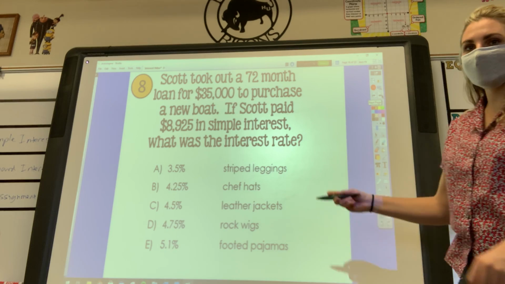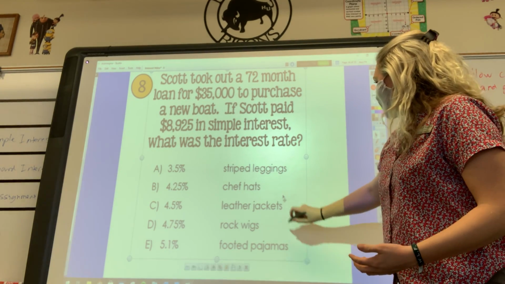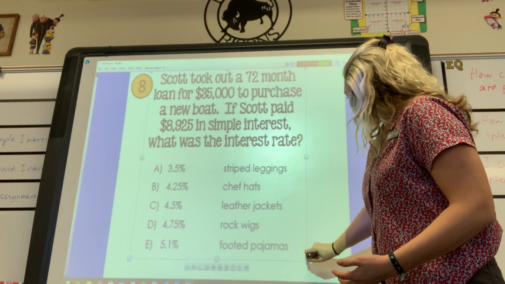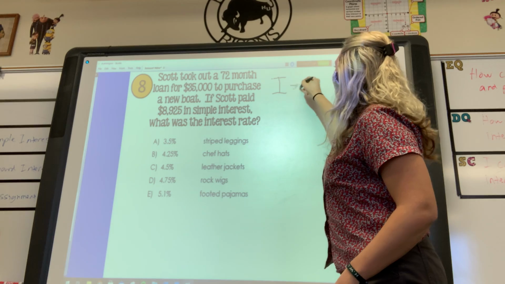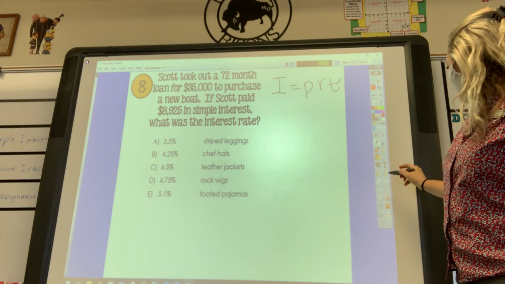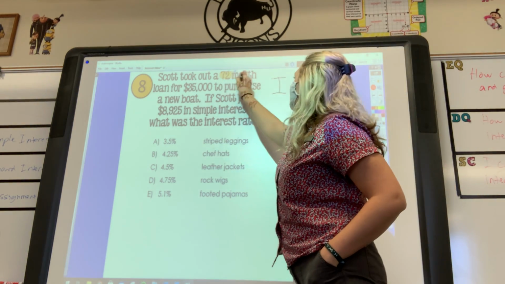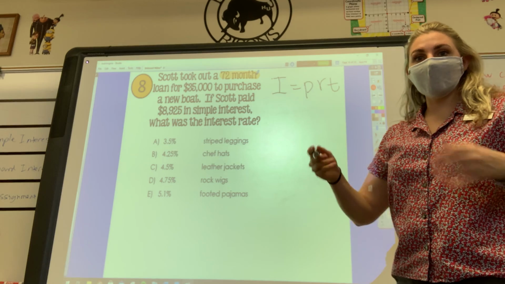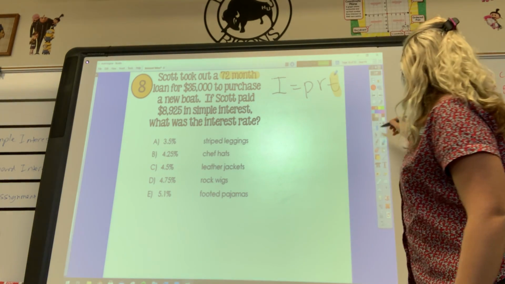So a couple of things make this one a little more difficult, but just like we've started from the beginning, we have our same formula, I equals PRT. In this situation, we're looking at 72 months, which you can divide by 12, and that is the number you're going to put in for your time.